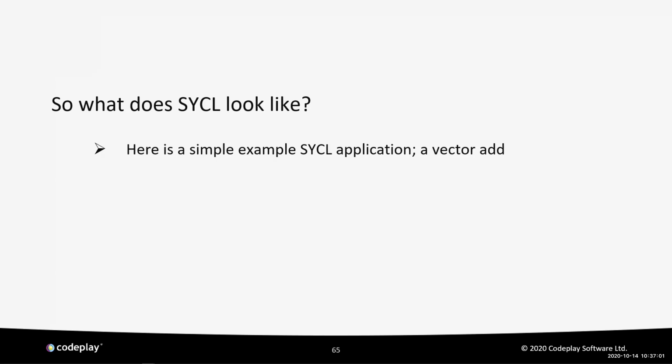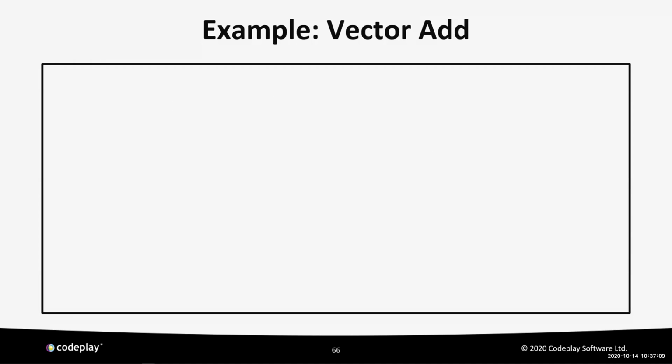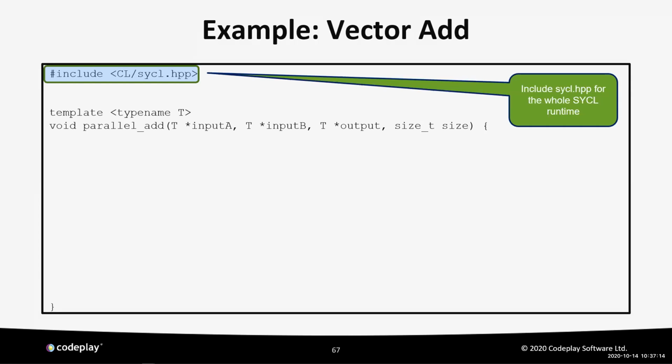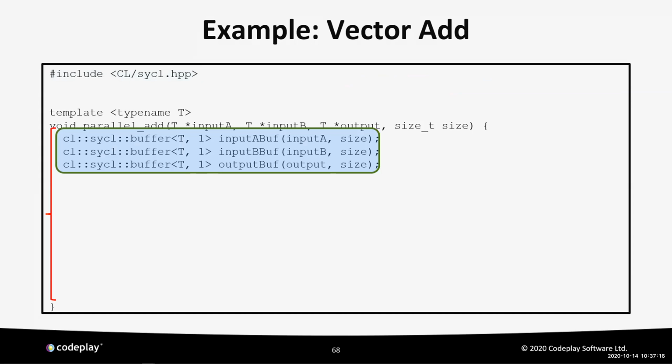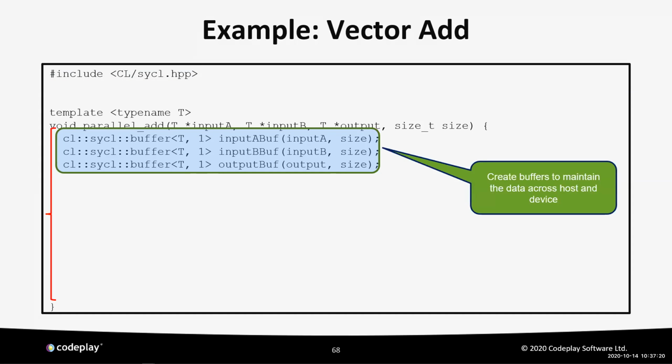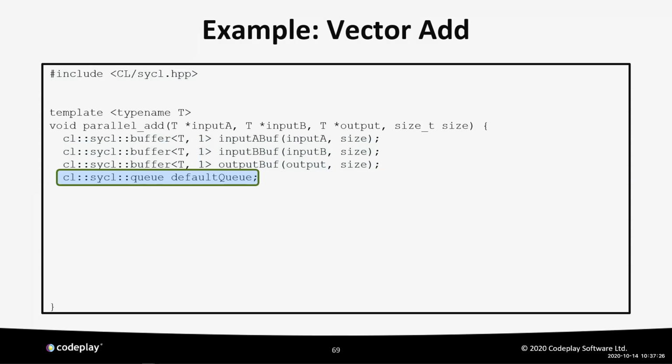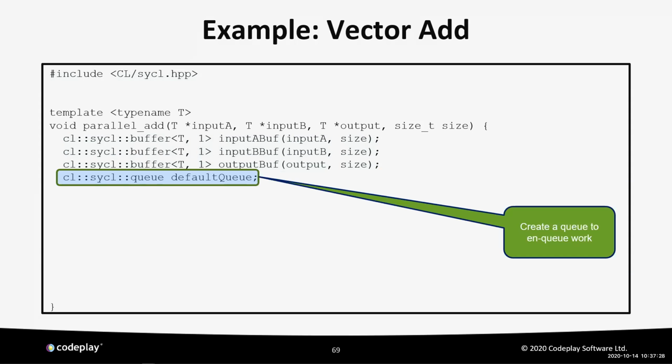This is a very simple example. Many of you have probably seen it, but there's a reason why I want to go through this. It's similar to SAXPY, but in this case, it's just a vector add. I'm setting up the include for sycl.hpp, and then I would set up the buffers, and create the buffers to maintain the data across host and device. And then the buffers synchronize upon destruction. I would set up a queue to enqueue the work.